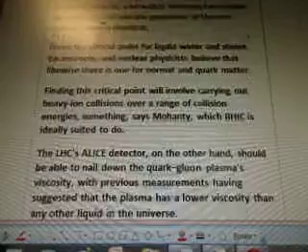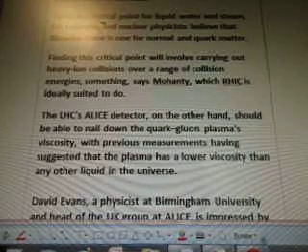So for example, the nuclear physicists believe that likewise there is one for normal and quark matter. Finding this critical point will involve carrying out heavy ion collisions over a range of collision energies, something, says Mohanty, which RHIC is ideally suited to.